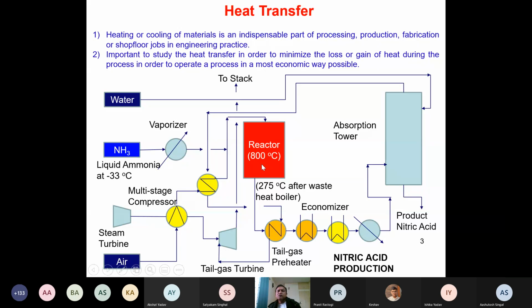So this reactor is also associated with a waste heat boiler, which utilizes the high temperature outlet gas coming out from the reactor, and this exchanges heat with the boiling water to produce the steam. Okay, so the waste heat boiler is associated with the reactor that I have not shown separately here. So that is the part of the reactor itself.